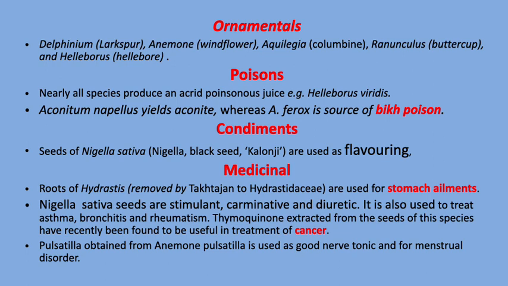They also produce poisons. Nearly all species produce an acrid poisonous juice. For example, Helleborus viridis, Aconitum napellus yields aconite, whereas Aconitum ferox is a source of bikh poison.